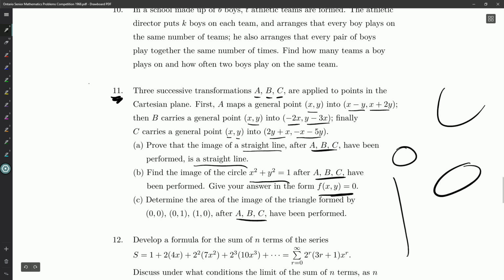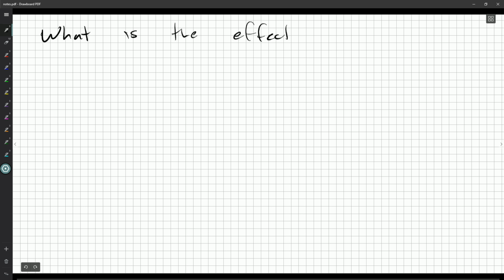C, determine the area of the image of the triangle formed by these points after they've been performed. So the operations just take points to points. These three points will move to three other points and we'll get a different triangle, but we want to figure out the area of that. Okay, so a great way to start this off would be to ask, what is the effect of A, B, and then C? Because they're being a little bit secretive about it. I think that's got to be our first goal.